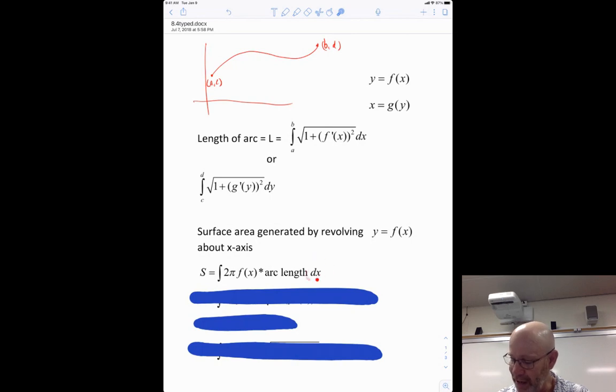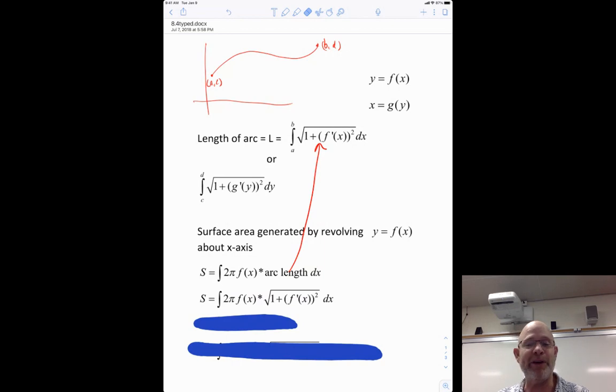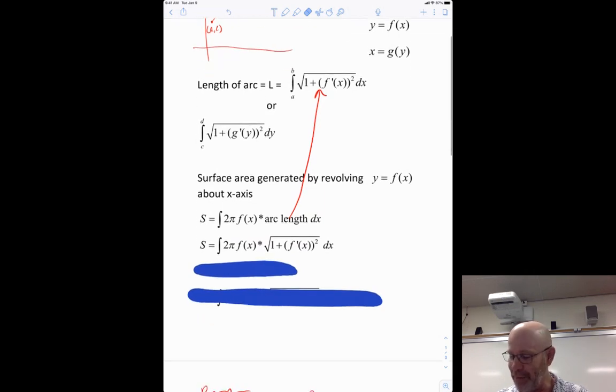So we have dx. It's 2 pi times the function in terms of x times the arc length formula. When I say the arc length formula, we would plug that in right there. If we're going around the x-axis, the next one is 2 pi f of x times the square root of 1 plus the derivative squared.